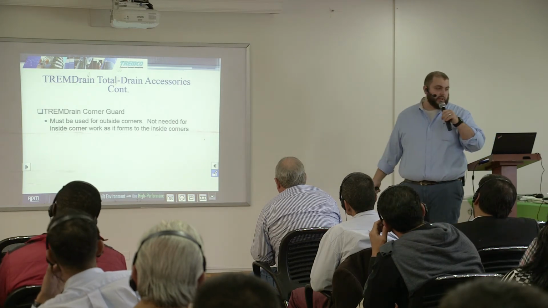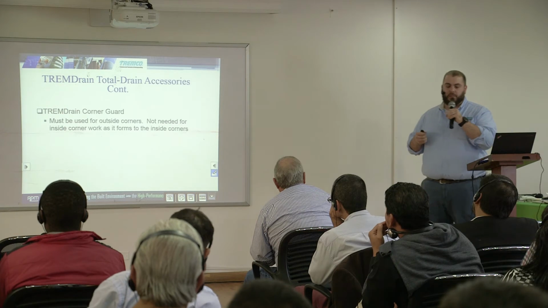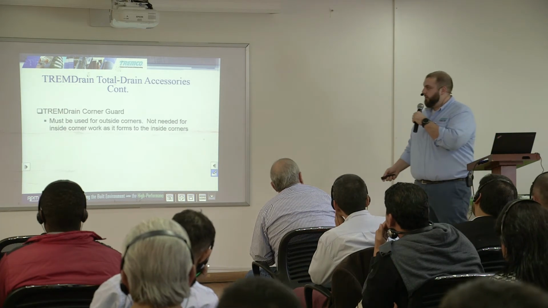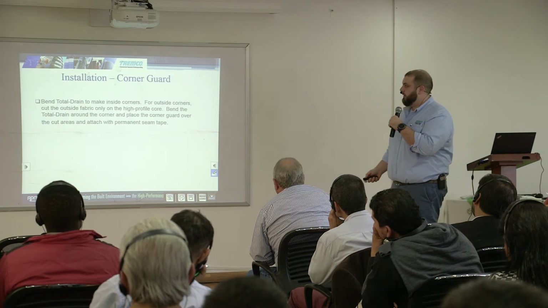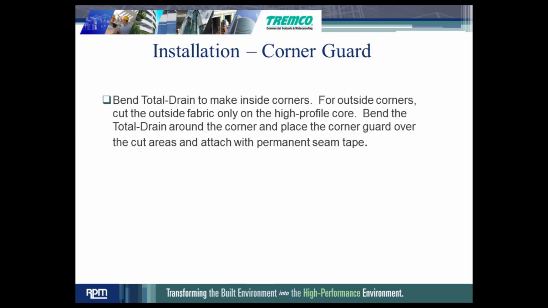Also, we have the TREMDrain corner guard, which would be used for the outside corners to tie in the drainage on both sides. It protects it. For the installation of the corner guard, you would bend the total drain around the corner, and then put the corner guard over top of it.